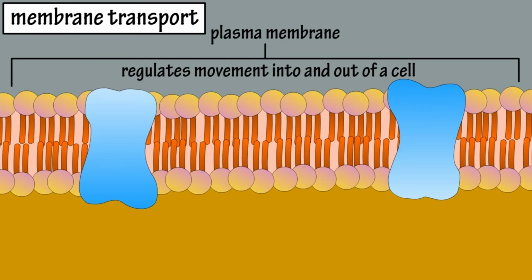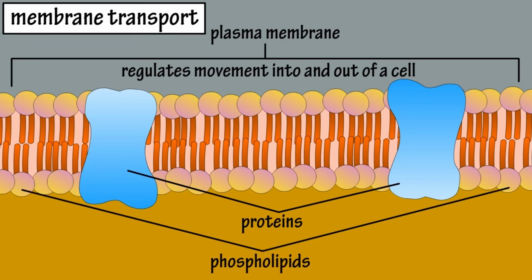As we all know, every cell has a plasma membrane which surrounds all its components. So what do you think? How does this plasma membrane regulate the movement in and out of the cell? Mainly phospholipids and proteins are responsible for these movements.